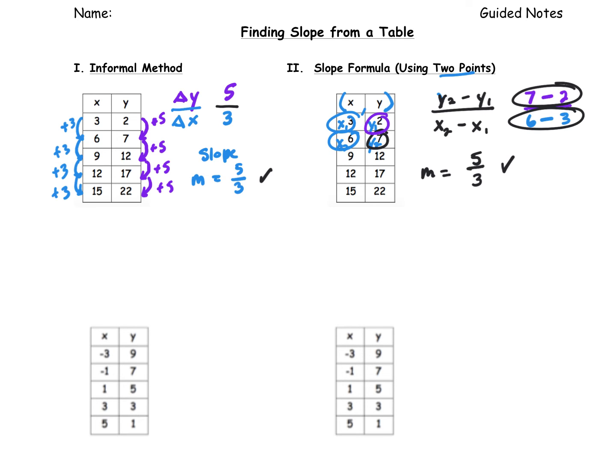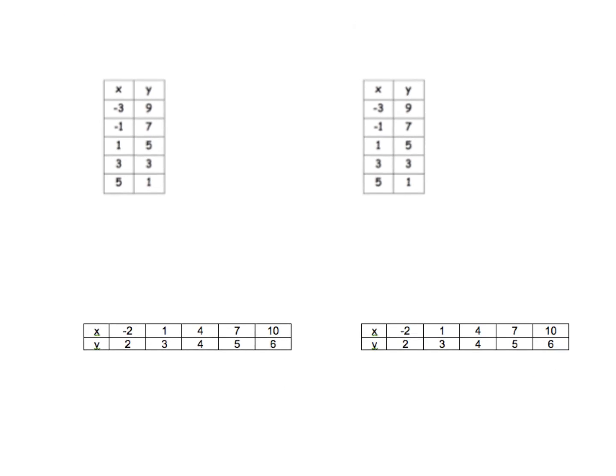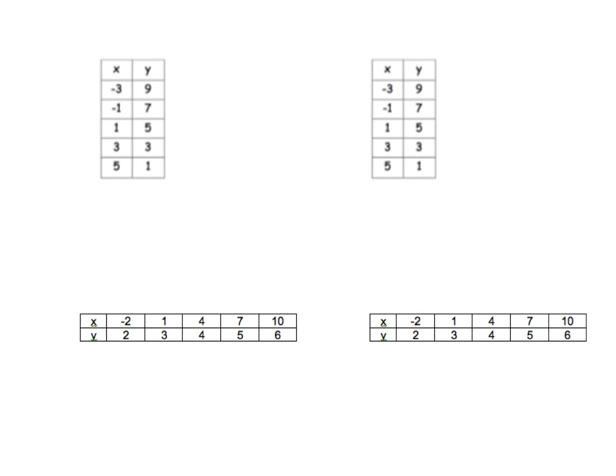Let's look at this again. A different table has a different pattern. So let's start the informal pattern again. We're going to start with the change in y over change in x. I'm going to start again with the y column, which feels awkward because it's the second column.